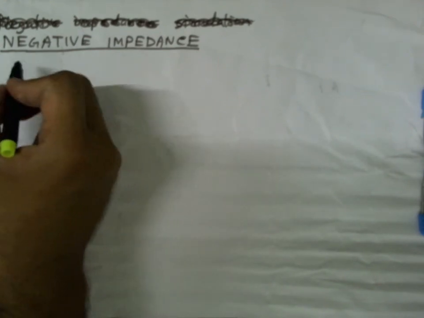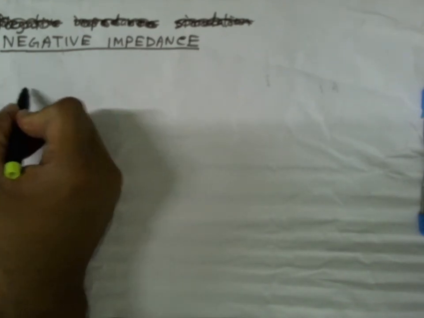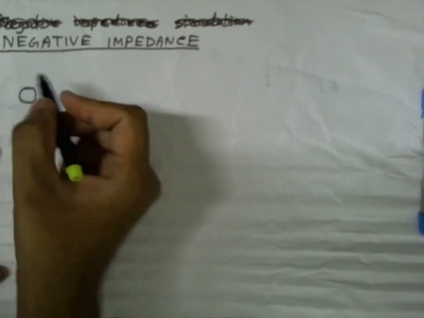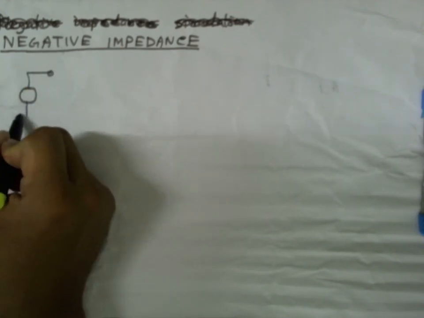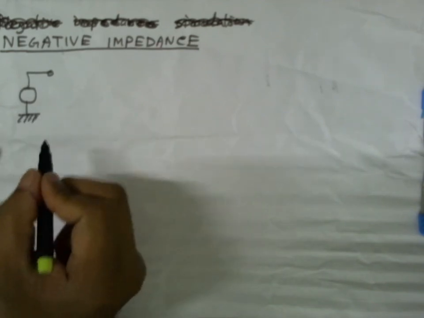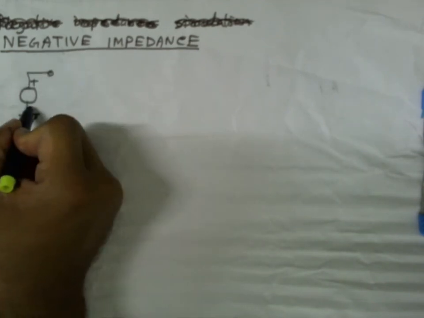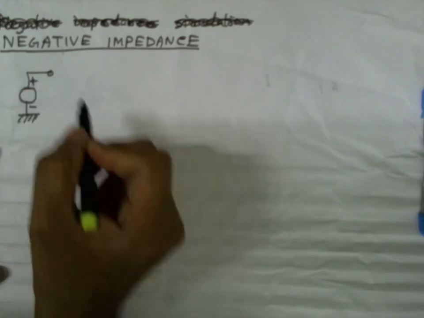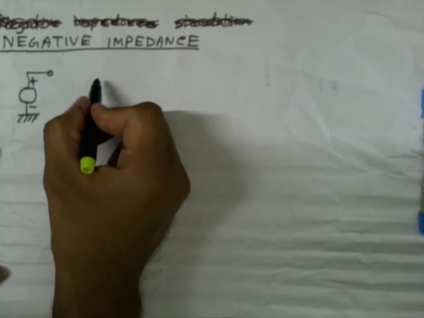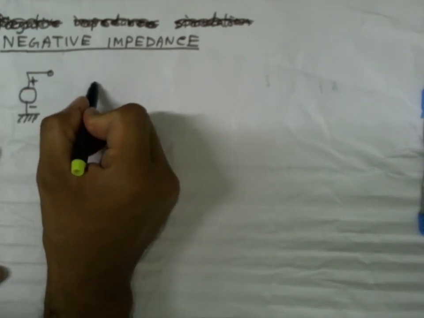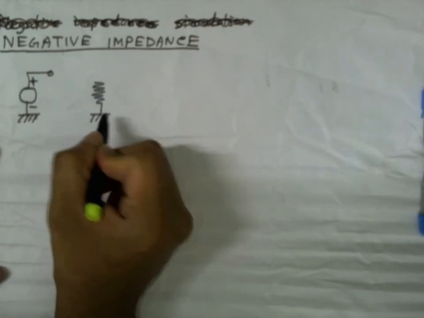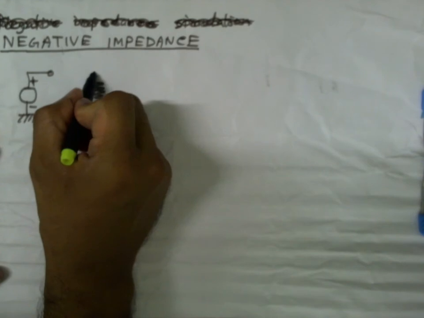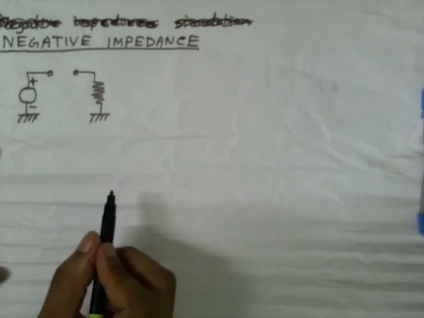Suppose I have a voltage source with two terminals, one of them grounded. Let me call these two terminals plus and minus. And suppose I take a piece of resistance and one of its terminals is again grounded, the other terminal is here.